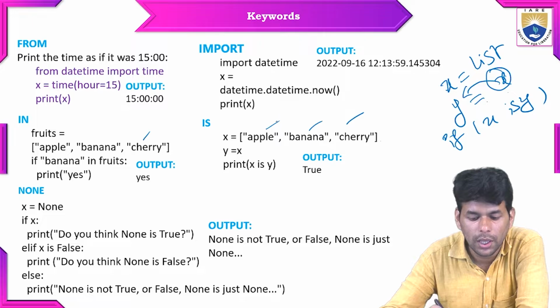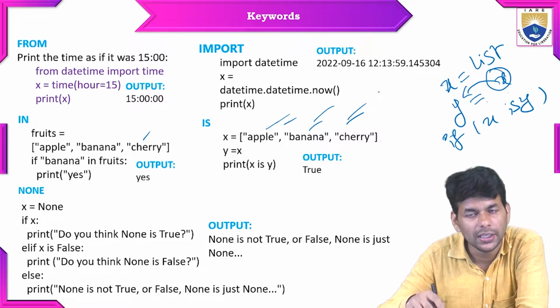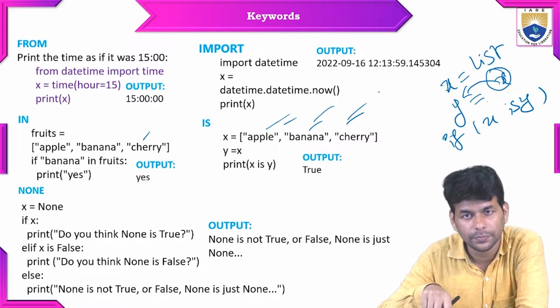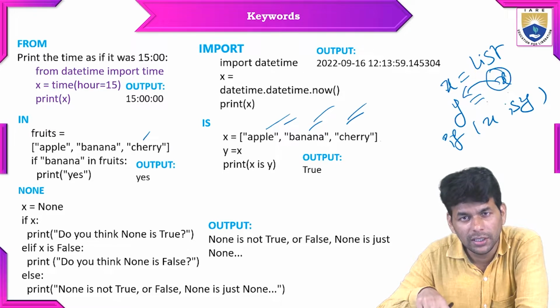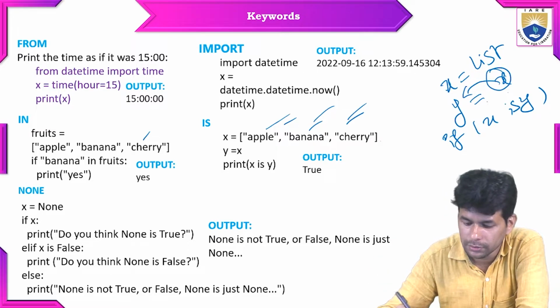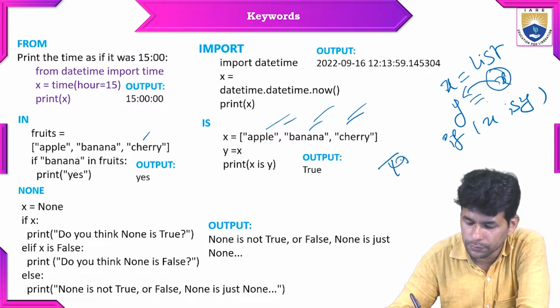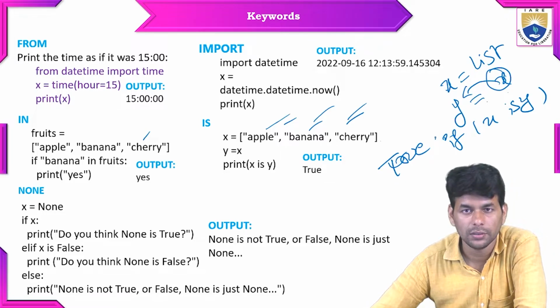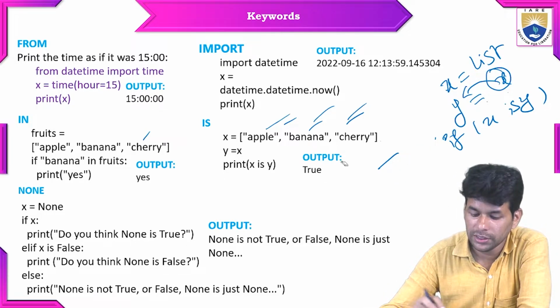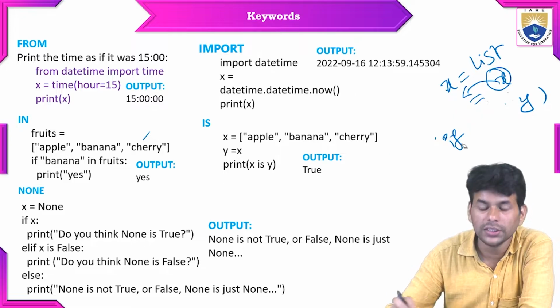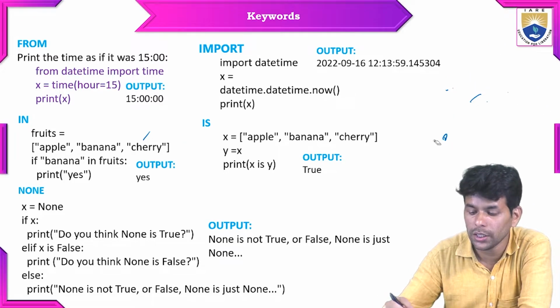Y is also apple, banana, cherry. That means both are similar. Both are the same here. Then the output will return true. Is that clear? That means this keyword is for checking whether two values are equal or not.